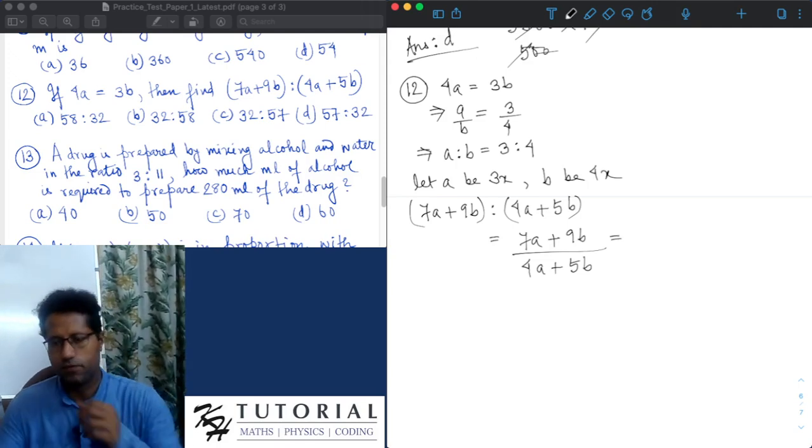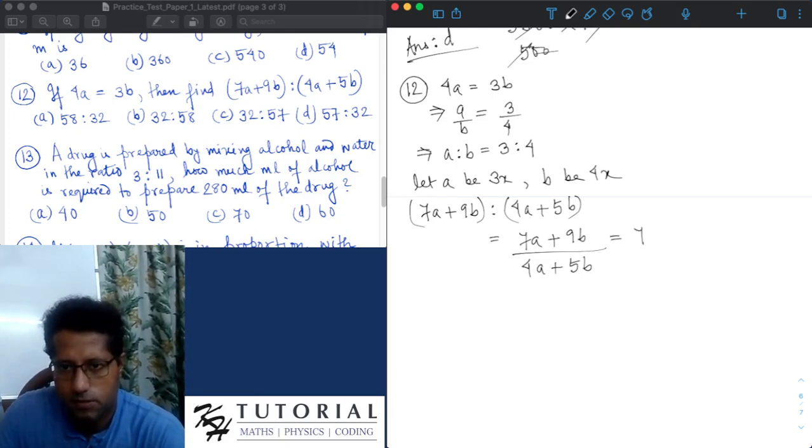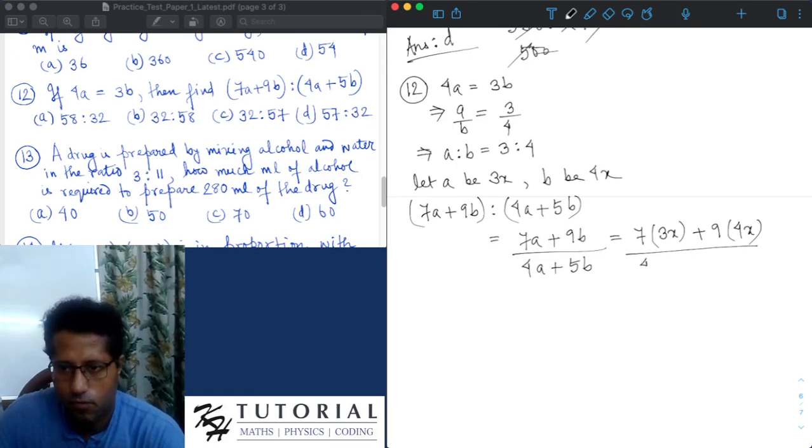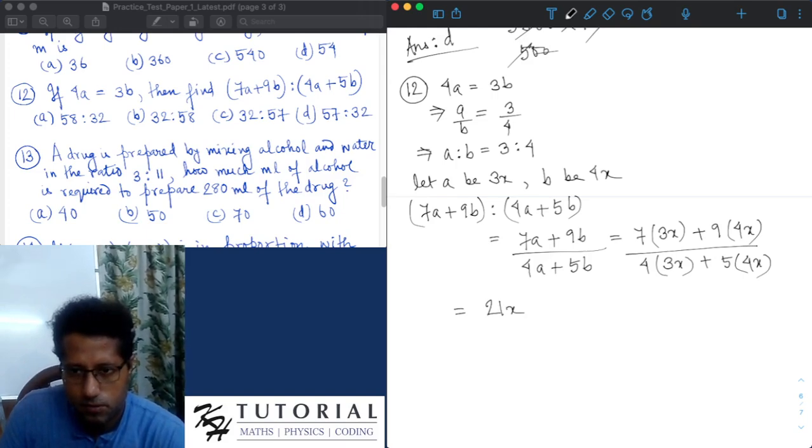Now in this fraction we will substitute a and b in terms of x. So we know that a is 3x, so we substitute a with 3x and b with 4x, divided by 4a, that is 3x, 5b, that is 5 into 4x. Now after simplification, this becomes 21x plus 36x divided by 12x plus 20x.